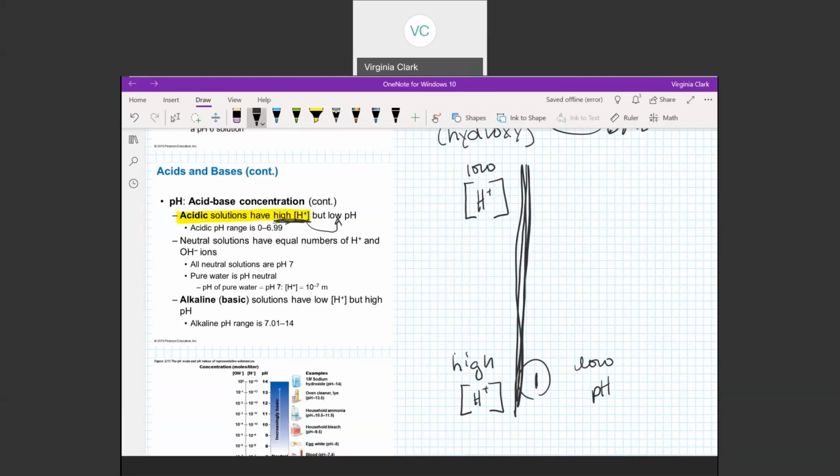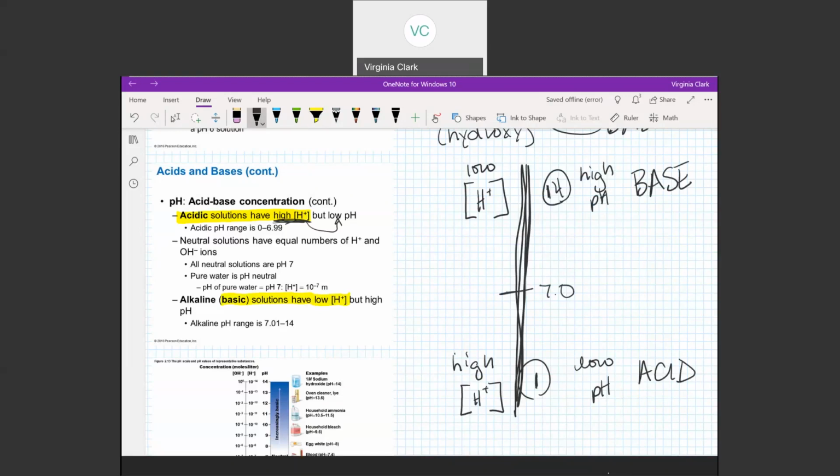Same thing is going to be true for these guys. Basic solutions are going to have a low concentration of hydrogen. So that's going to be up here. Low concentrations of ions, and it will be a high pH. So this will be an acid, and this will be a base. So the scale goes from 1 to 14. So right in the middle between 1 and 14 is going to be 7.0.